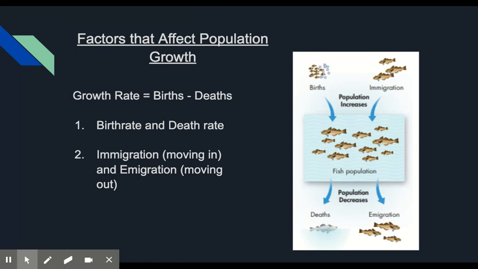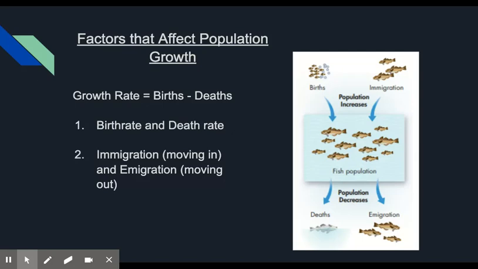Now we want to talk about factors that are going to affect our population growth. So when we study populations, there are two things that we want to look at. We want to look at the rate at which the population is growing, and then how many individuals are in that population. So in order to figure out growth rate, all you have to do is take the number of births at a given time and then subtract the number of deaths, and that's going to tell you how quickly that population is growing.